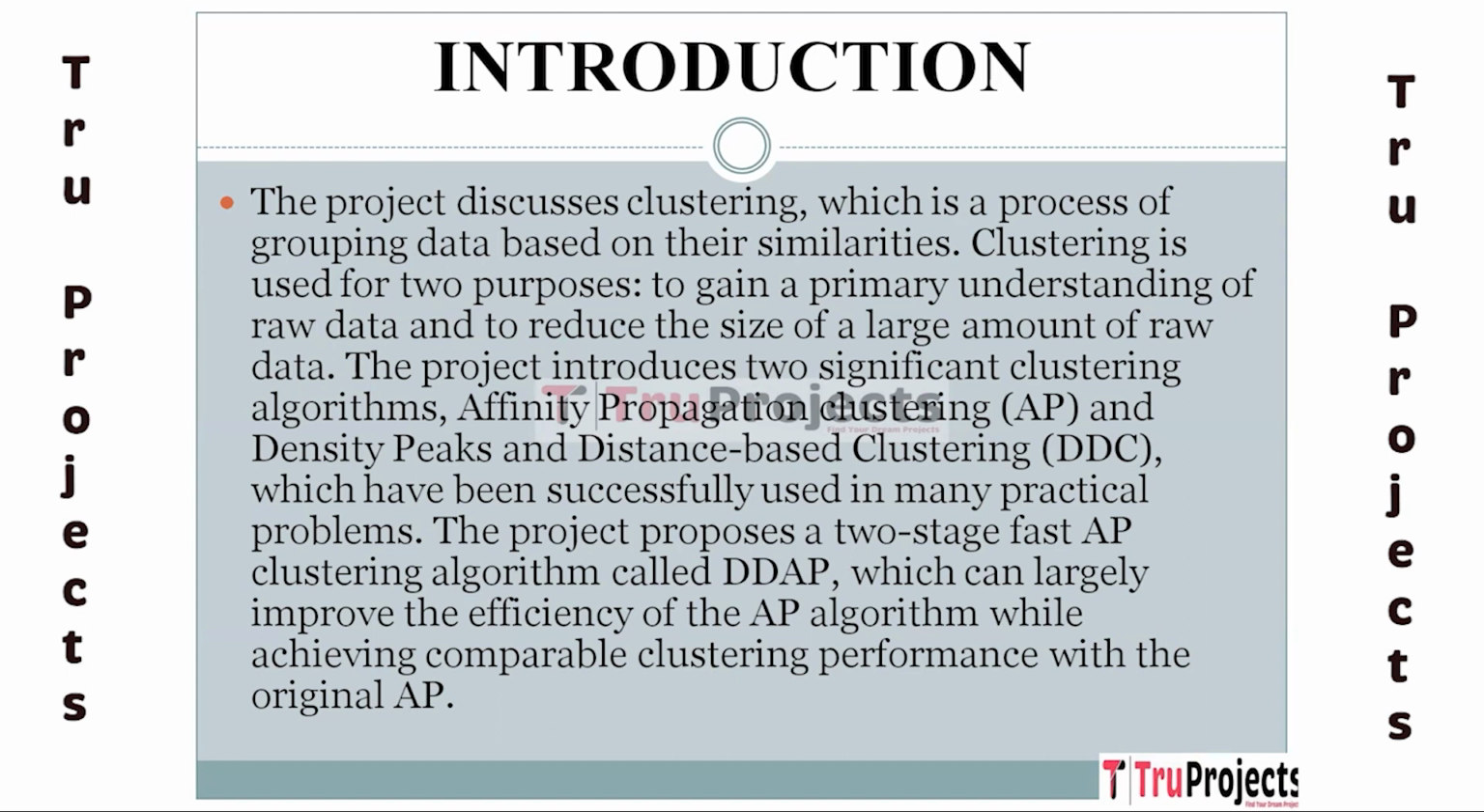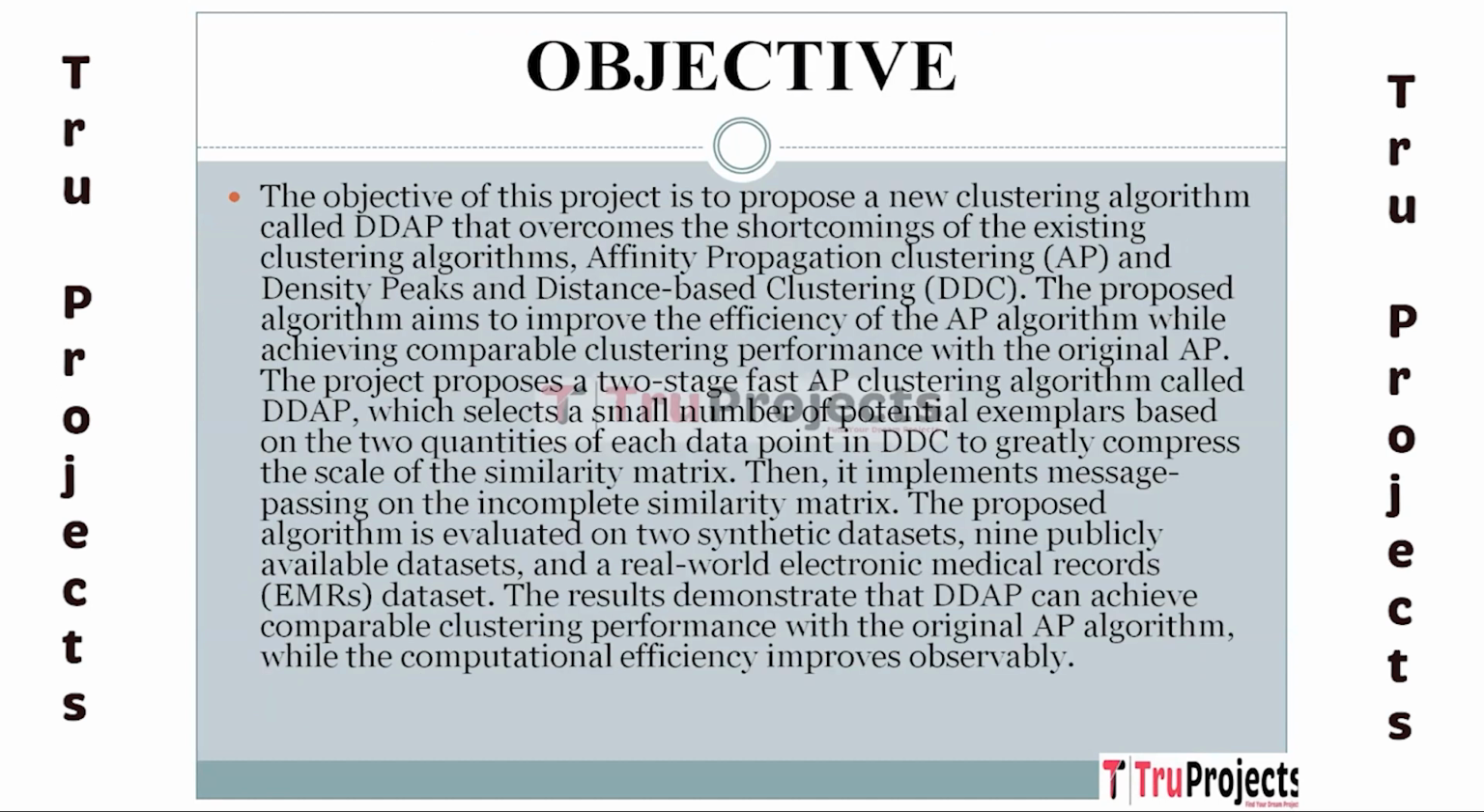Clustering is utilized for two reasons: to get a basic comprehension of raw data and to shrink a vast volume of raw data. The project introduces two clustering methods: affinity propagation clustering AP and density peaks and distance based clustering DDC, both of which have been effectively applied in a wide range of practical issues. The project presents DDAP, a two-stage fast AP clustering method that can significantly increase the AP algorithm's efficiency while obtaining comparable clustering performance to the original AP.